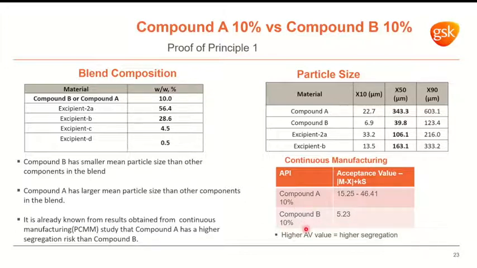So if our method is valid, the method that we have developed, if it can work, it has to reproduce the same result. It has to show us that compound A is segregating more than compound B.